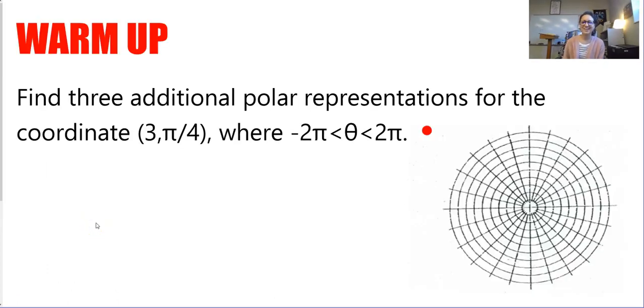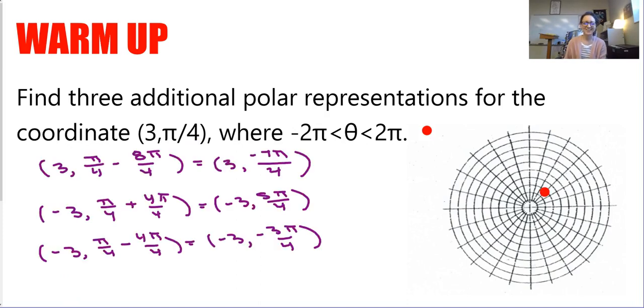Before we get started here, can we do a little warm-up? Go ahead and write the point (3, π/4) and find me 3 additional polar representations for this point. So 3 more points that land in the same place that (3, π/4) lands.